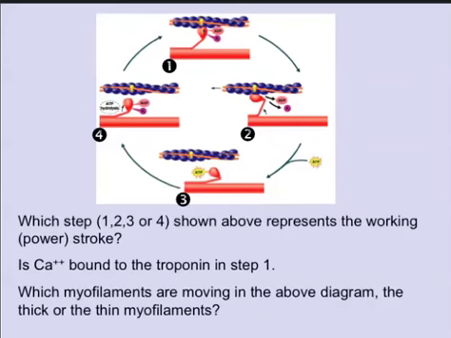Okay, some more questions. Which step shown above represents the power stroke? And the answer is step number 2. Okay, you can see it here. Is calcium bound to troponin in step 1? And the answer is yes. Has to be, otherwise actin-myosin cross-bridging could not form. Last question. Which myofilaments are moving in the above diagram, the thick or the thin filaments? And it's the thin filaments that are moving across the surface of the thick filaments. Okay, that's what results in the shortening.